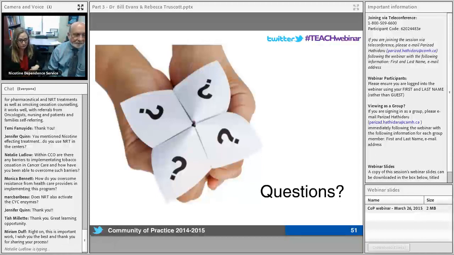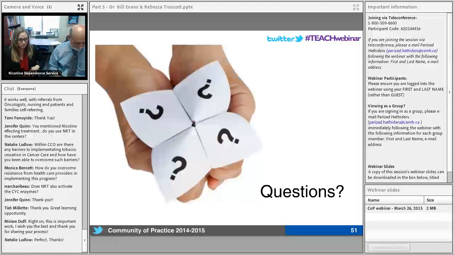Okay, it looks like we have time for one last question. So we'll take a question from Mark, who is asking, does NRT also activate the CYP enzymes?